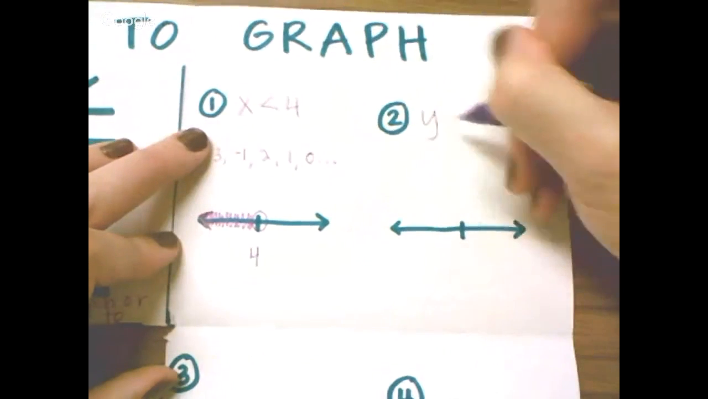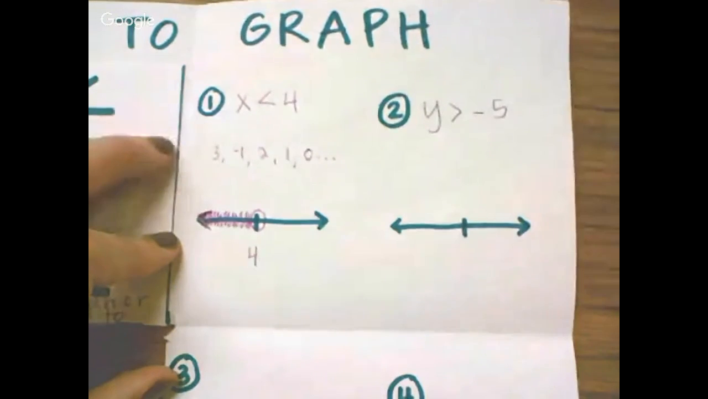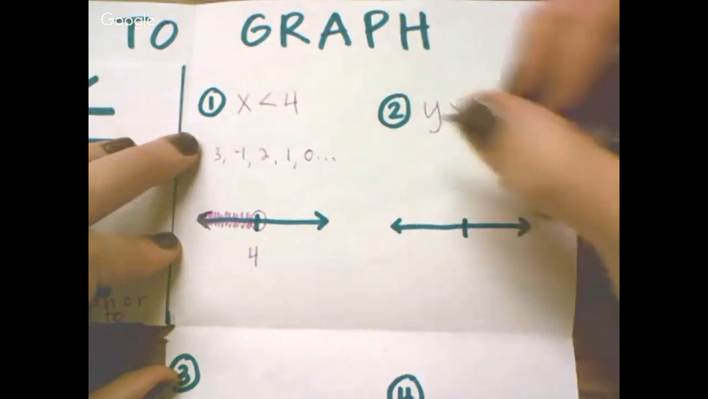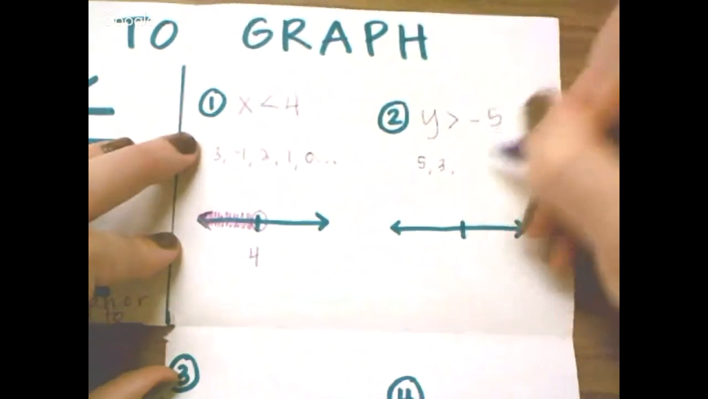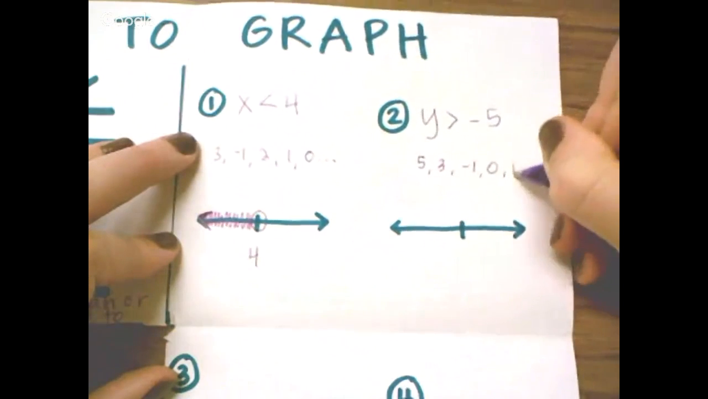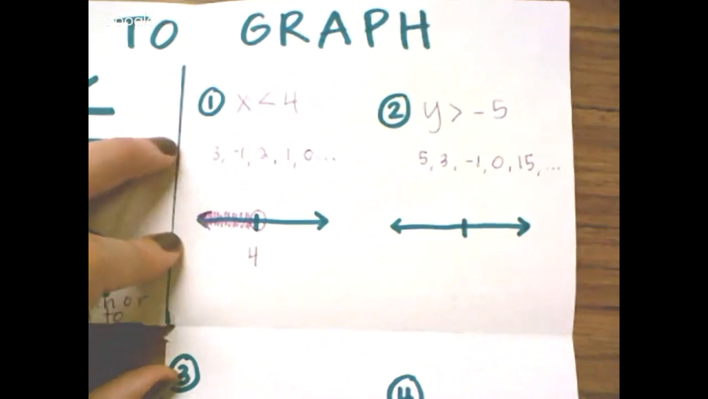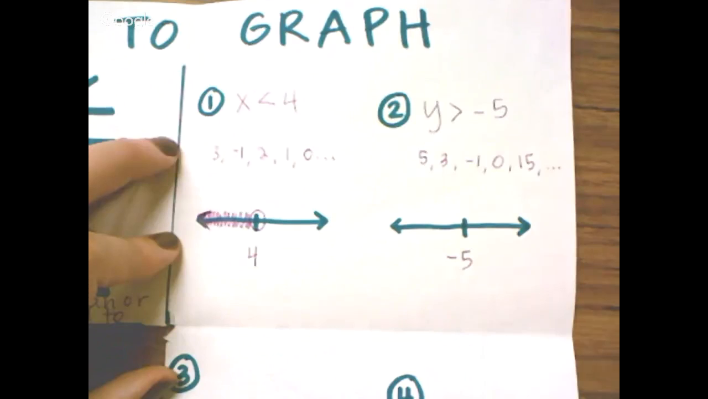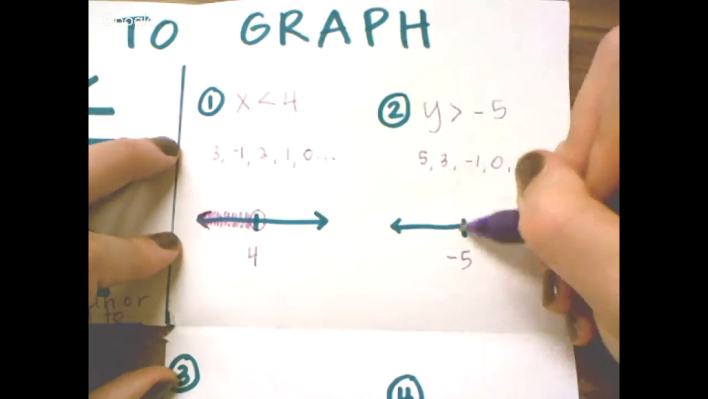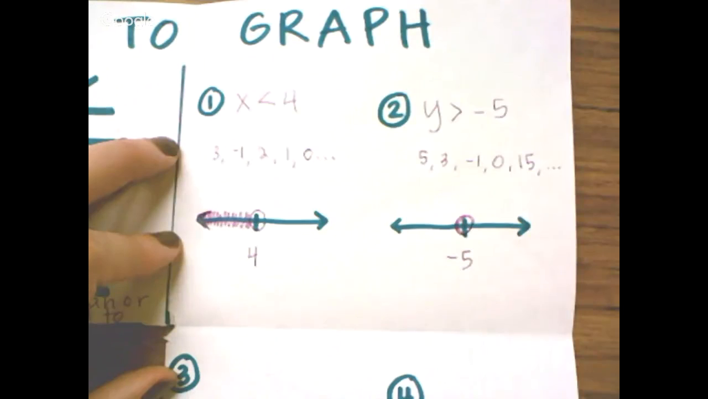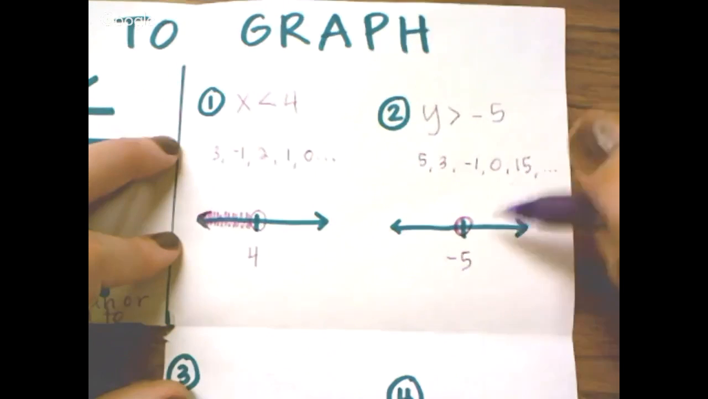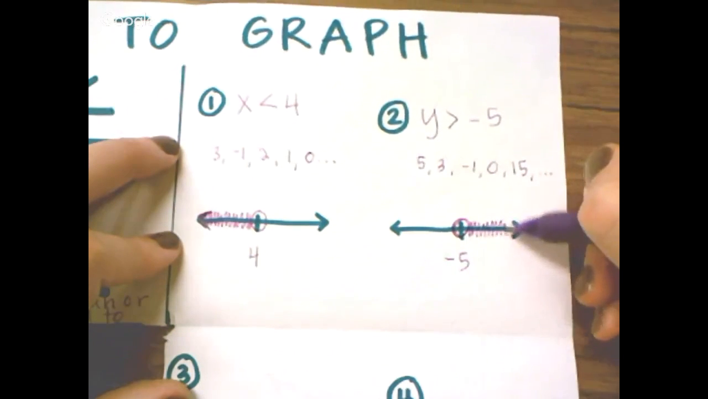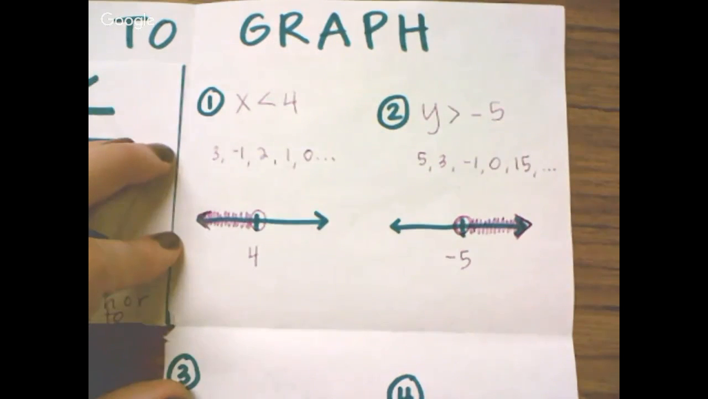Now let's say I have something like y is greater than -5. Well, what are some things that are greater than -5? 5 is, 3 is, -1, 0, 15, all of these are greater than -5. So on my number line, if I have -5, same thing, there's no equal sign, so it's an open dot. And I'm talking about values that are greater than, so they're on the right side of this number line. So that's if I have just a less than or a greater than.